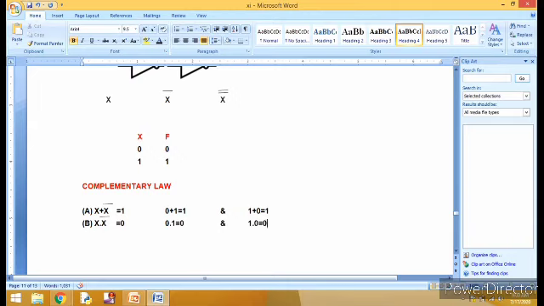So what we have all come to know about the complementary law is that x plus x dash is equal to 1 and x into x dash is equal to 0.